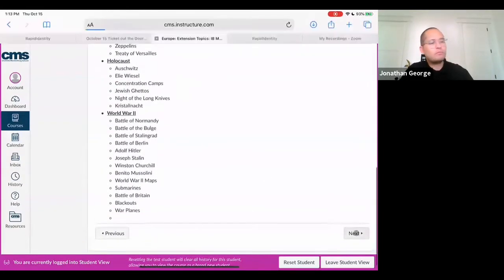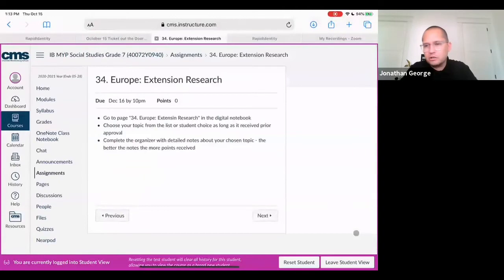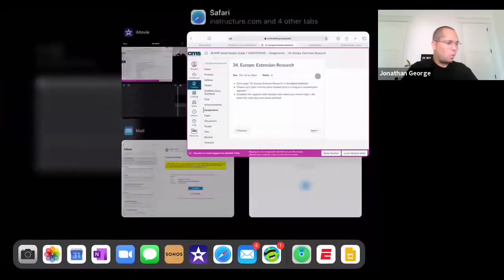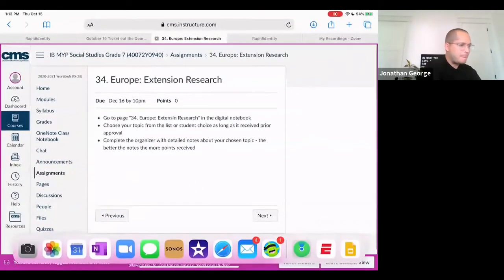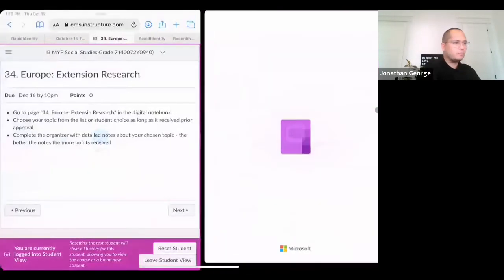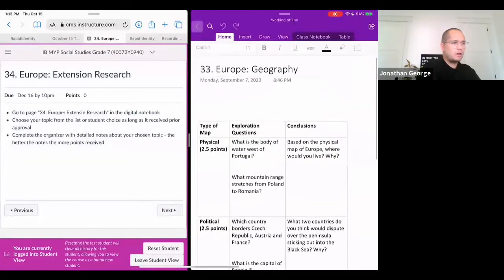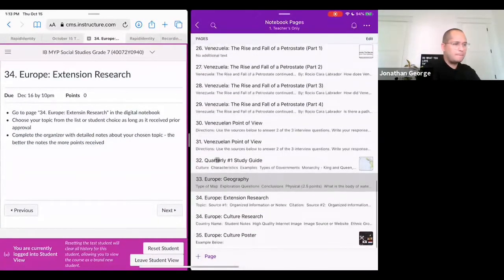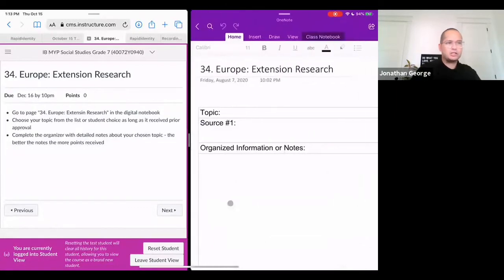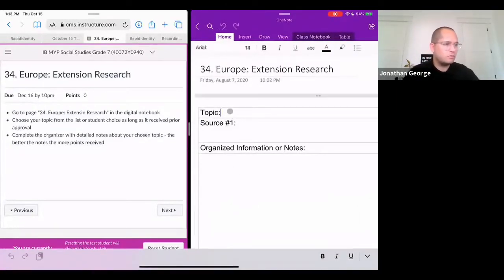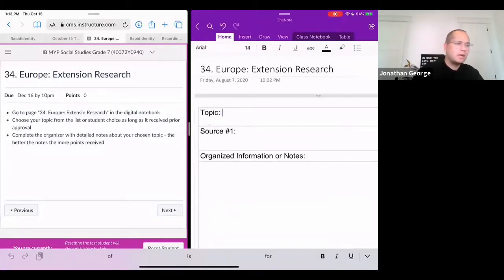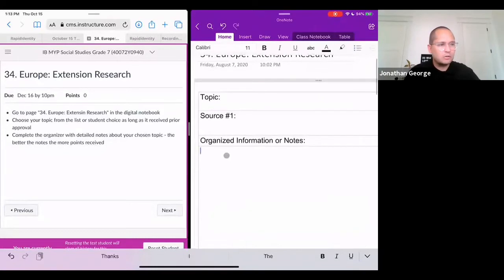So if you look at page 34 in your digital notebook, you'll see the Extension Research Organizer. And I'll go there as well. Again, I'm going to go to page 34. Extension Research, Europe Extension Research. So you pick the topic, you type it in there, then you go and you research and you find some sources. You type your organized notes here, okay?